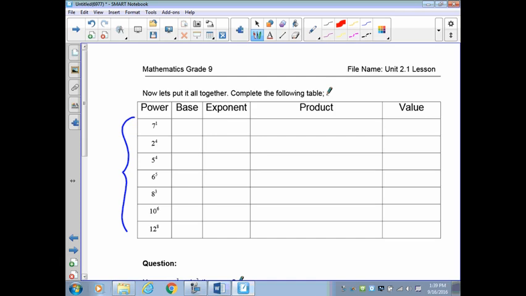All right, so here we go. The base is 7, the exponent is 1. The product would be 7 multiplied by itself 1 times, or just 7, and the value when you're done is 7. 2 to the 4 has a base of 2, and the exponent says 4, so multiply the 2 by itself 4 times. And 2 times 2 is 4, times 2 is 8, times 2 is 16. 5 to the 4, the base is 5, the exponent is 4, so multiply the 5 by itself 4 times, and that gives you 625.